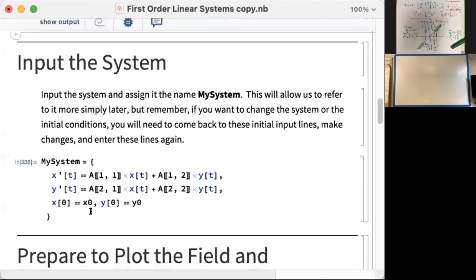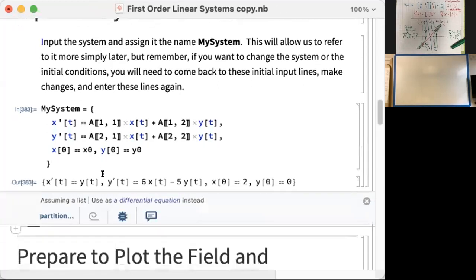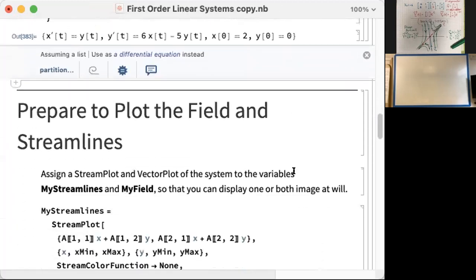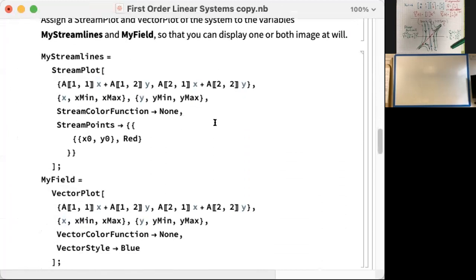So here I'm going to input the system. I literally show Mathematica the matrix multiplication by saying the A, B, C, and D, which is the 1, 1 entry to matrix A, the 1, 2 entry, etc. You can look at the syntax. X of 0 is X naught, Y of 0 is Y naught. So what I'm doing is telling Mathematica, I'm describing a problem to you. I'm calling it my system. Mathematica repeats back to me what I told it. So did it understand what I said? The answer is yes. Now let's do some streamlines and field for this.